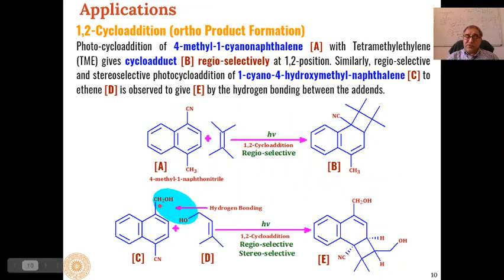Similarly, the type of substituent present on the aromatic ring very much determines what kind of product is formed in these types of 1,2 cycloaddition. For example, if one of the substituents present is an alcohol, and the OH group is also present on the alkene molecule which is being added to the aromatic system, then these two substituents will undergo hydrogen bonding, and because of the hydrogen bonding, this alkene will add to the aromatic system in a very regioselective as well as stereoselective manner. So because of this hydrogen bonding possibility, we will get only this type of regioselective and stereoselective form.